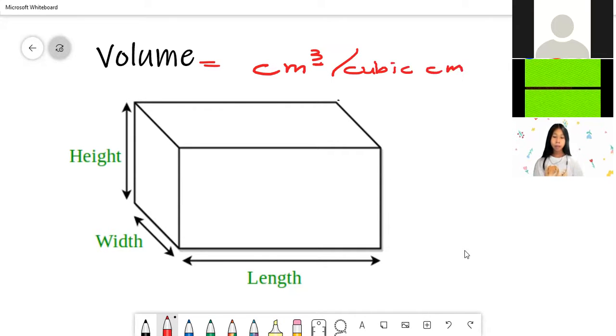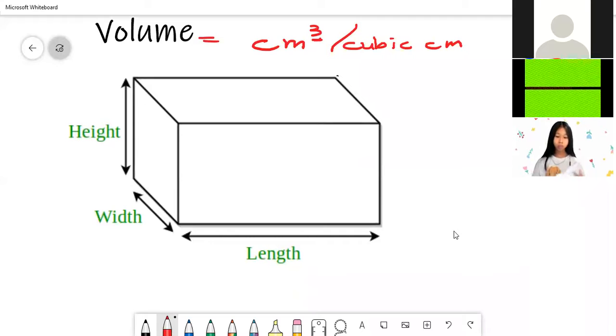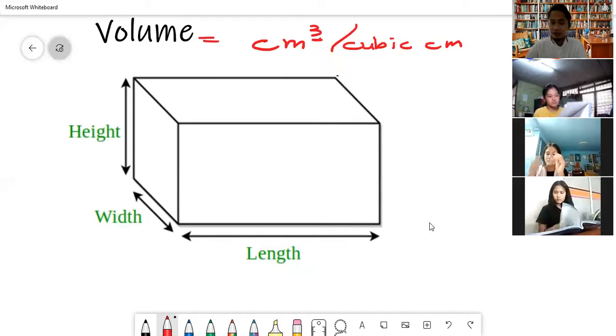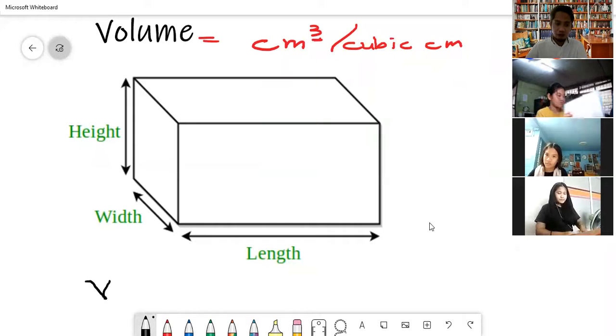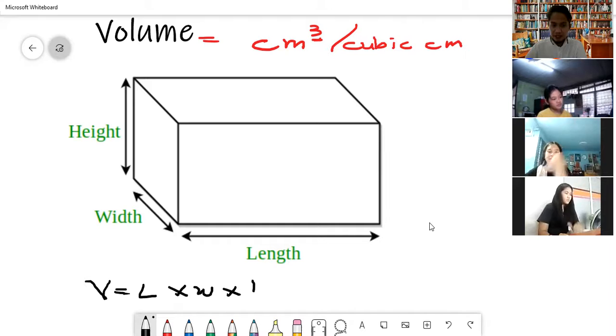So let's go to page 110. So we have an example here. Find the volume of the cube below. I can still remember that I taught this in your grade 5, and some of you were very confused about this one. To find the volume, that is very easy. To find the volume of a cuboid, that should be length times width times height.